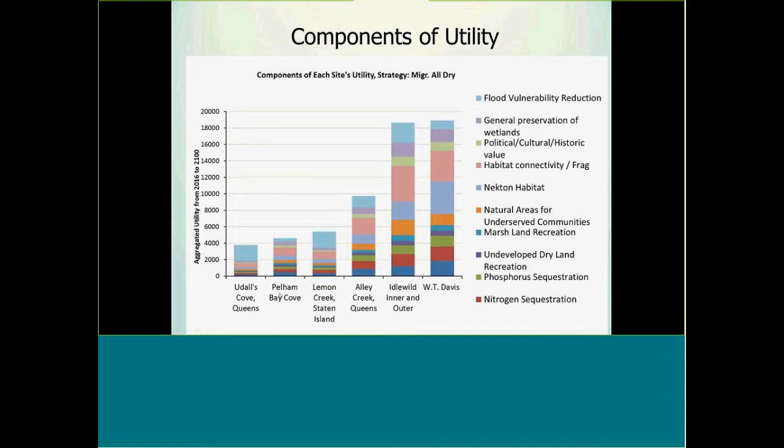So this is, again, the New York City case study, and we have the 6 sites that we're looking at. In this case, the 2 largest marshes are providing us with the largest benefits, just because some of these are directly related to the marsh size, like nutrient sequestration, potentially habitat connectivity, or fragmentation. But you can see sort of the strengths and the weaknesses of each marsh. Tiny Udall's Cove in Queens actually has a much higher impact in terms of wave attenuation than does the larger W.T. Davis, just as a basis of its location and the width of the marsh that is predicted.